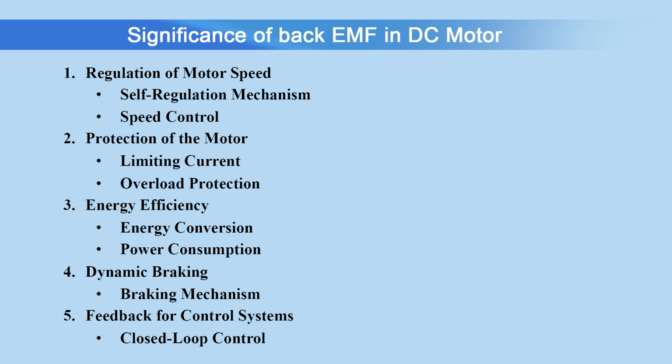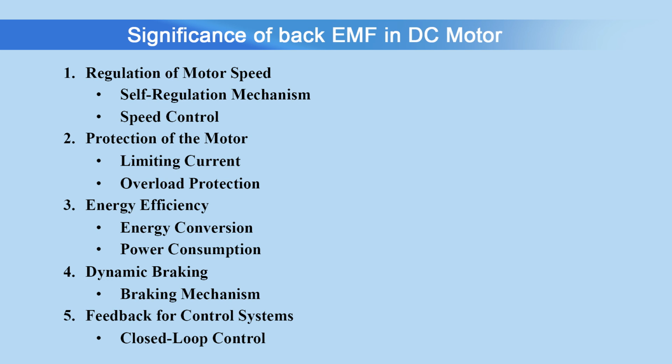The next significant point of back EMF in a DC motor is the protection of the motor. First, current limiting. At startup, the motor armature is stationary and there is no back EMF. The only resistance to current flow is the armature resistance, which is usually very low. This can result in a high inrush current.